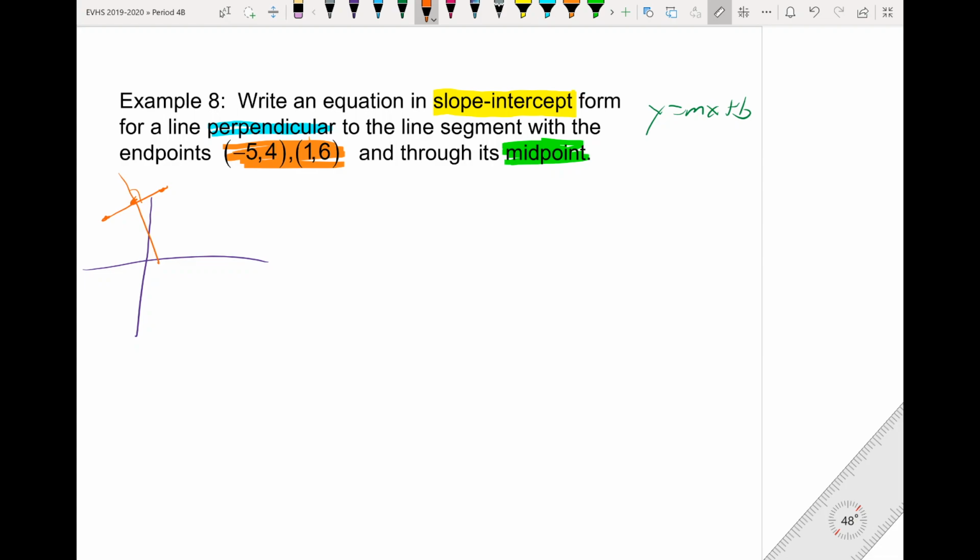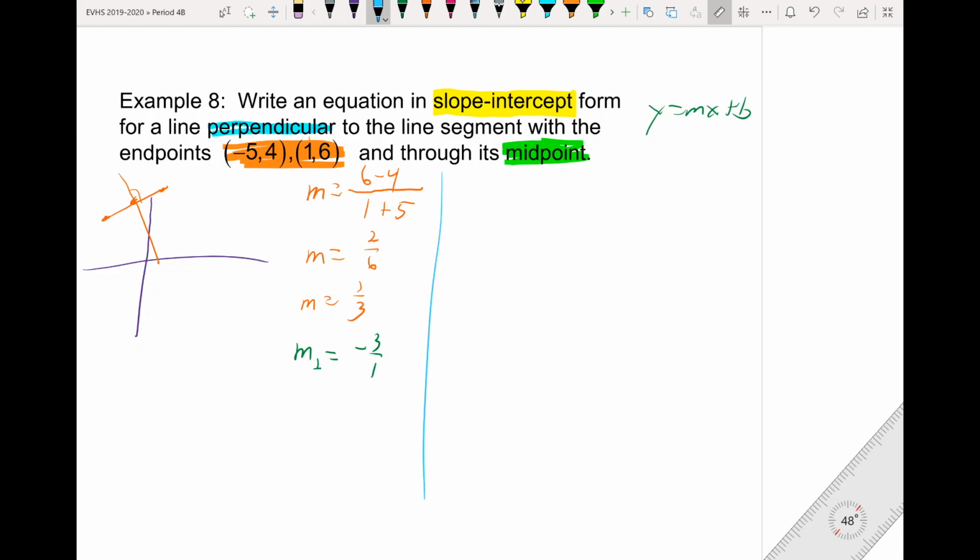Take it one step at a time. First off, let's find the slope of the line that's perpendicular to this line segment. First, we're going to find the slope of that line segment. So we're going to do m equals y2 minus y1, 6 minus 4, over x2 minus x1, 1 plus 5. So that simplifies down to 2/6, which reduces to 1/3. Now, my perpendicular slope is -3/1. Okay.